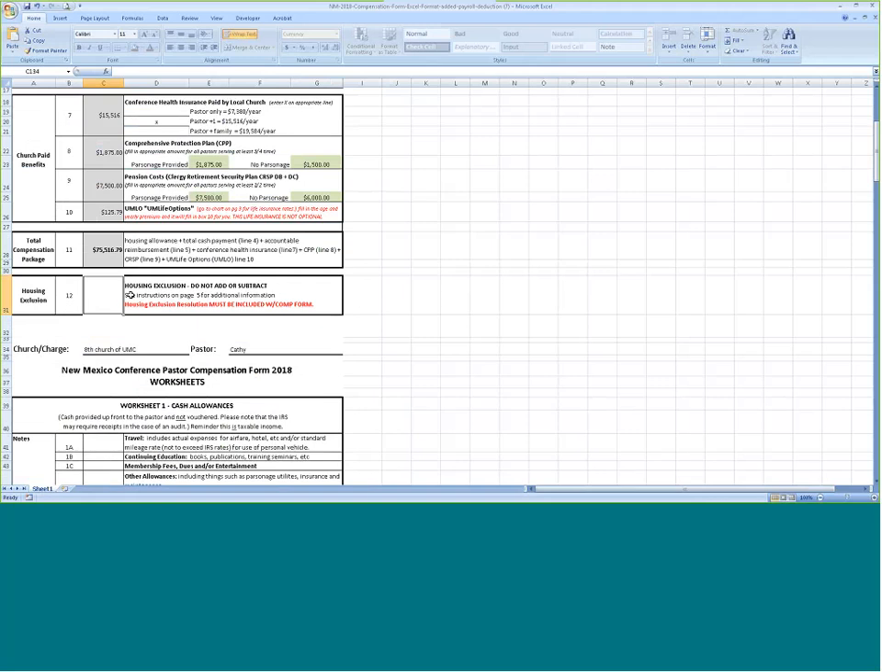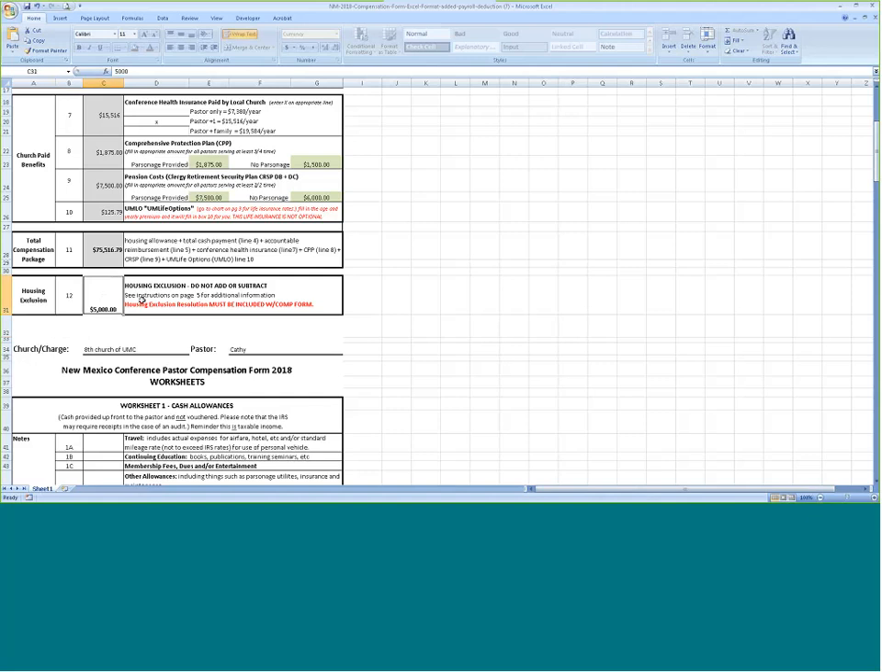Line 12 is the housing exclusion. This is if the pastor chooses to take a housing exclusion, that amount will be put in there. This has nothing to do with what the church will pay or not pay. This is for the pastor and for his or her taxes. Because of the IRS regulations, this has to be voted on at the charge conference, and you must include that document that I showed you before of the resolution and have that filled out, and it must be voted on at your charge conference. You can't go back and do that later. It has to be done at that time.